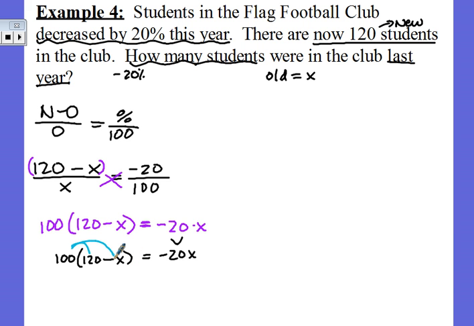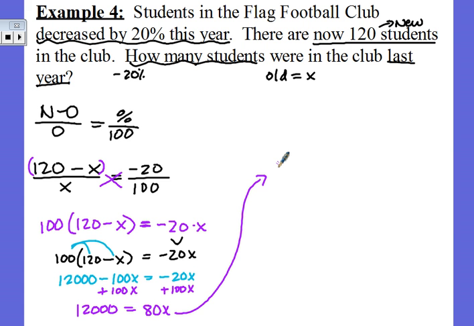So I'm going to distribute the 100, and I get 12,000 minus 100x is equal to negative 20x. Okay, then I need to move variables from one side to the other because I have two of them. I'm going to move the minus 100x by doing plus 100x. Also, by the way, in the beginning, if you wanted to do keep change, you can totally do that. It's still going to result in what I'm getting right now. So we're adding 100x to both sides. I end up getting 12,000 is equal to 80x. I'm going to take that over here and finish up solving it. I do that by dividing both sides by 80.